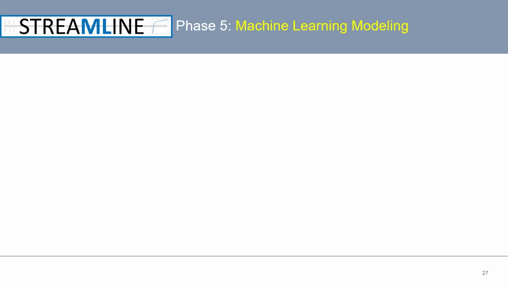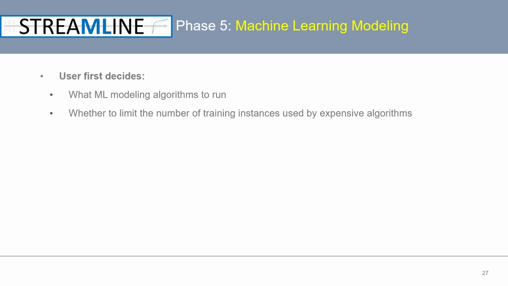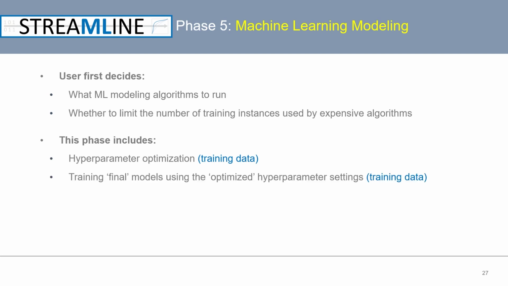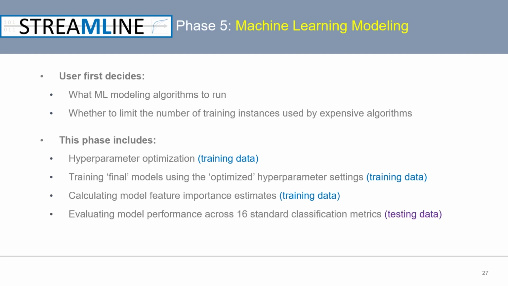This brings us to Phase 5 of STREAMLINE, which conducts machine learning modeling. First off, users will want to decide what machine learning modeling algorithms to run, as well as whether to limit the number of training instances that can be used by more computationally expensive algorithms. In summary, this phase includes hyperparameter optimization, which is conducted using training data, training final models using optimized hyperparameter settings, which is also conducted using the training data, calculating model feature importance estimates, also based on the training data, and evaluating model performance across 16 standard classification metrics, instead using the testing data for the first time.